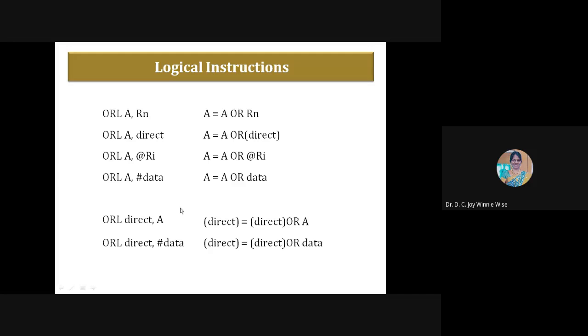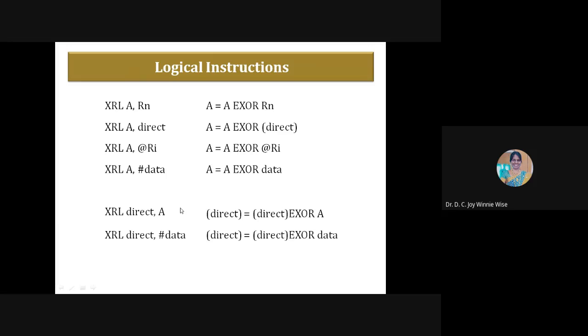And next is the exclusive OR operation, the same one. Here the destination is accumulator and we have the source, this group of registers. And in another group of exclusive OR here, the destination is direct: direct comma A and direct comma #data. So this is the logical exclusive OR instruction.